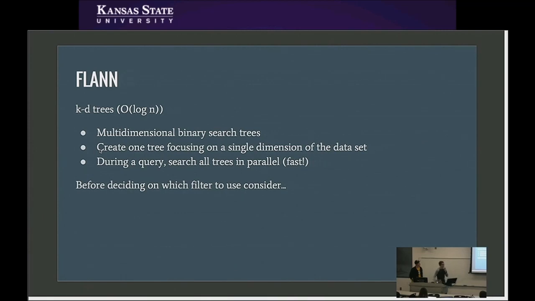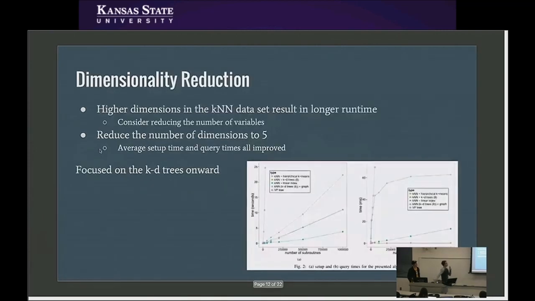But before we decide which one of these filters from FLANN to use, they were also pretty concerned with reducing the dimensions, so reducing the number of variables we care about. Like I mentioned before, if you have a lot of different things that you're using for the KNN algorithm, it could result in a large running time. Say you have a 15-dimensional KD tree, you would have 15 different trees you have to run through. So they reduced the number of variables to 5, first tested it on the KD trees, and that's what they ended up going with.